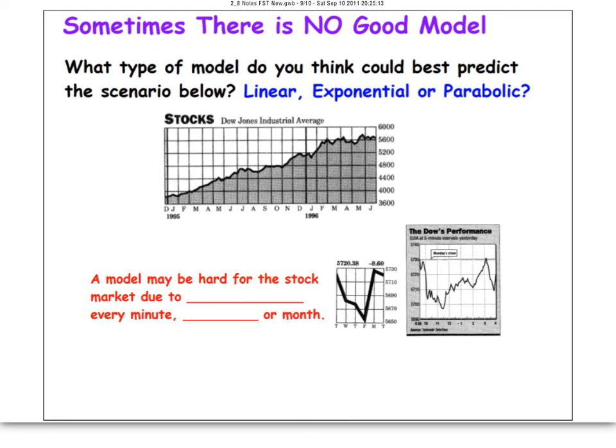So if you have data that's very volatile and not stable and changes dramatically like this, if you look at the stock market when they zoom in on the data, it's just not going to be smart to try to use any one of these 3 models as your predictor.